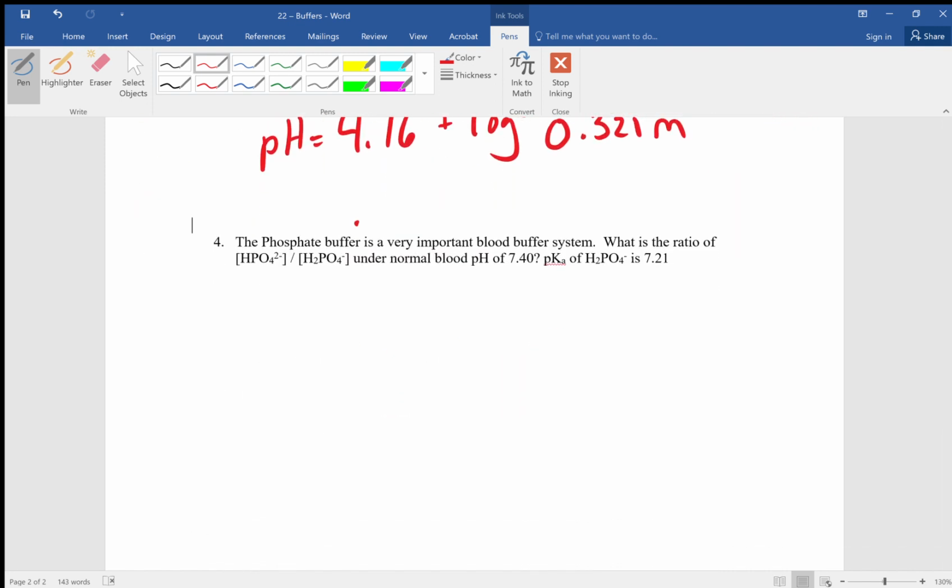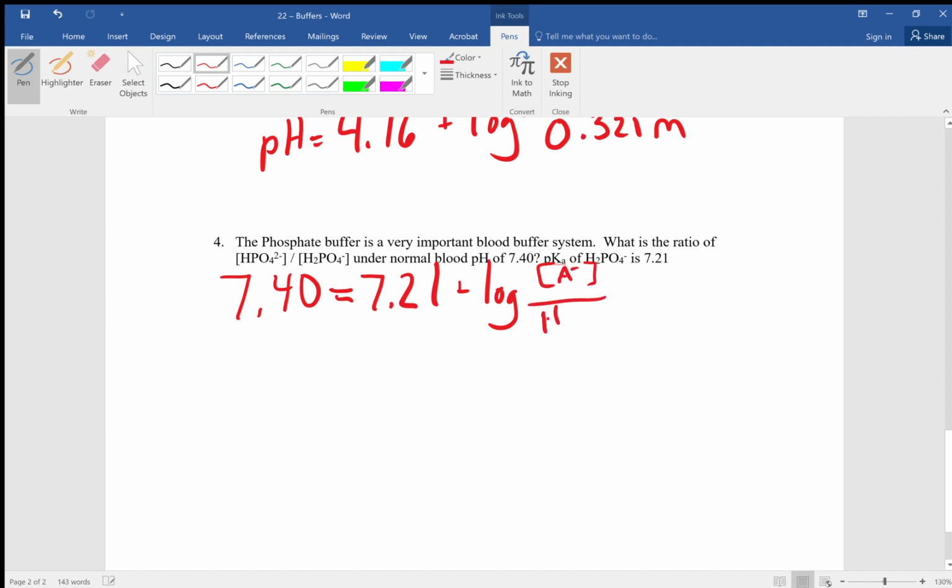Finally, in question 4, we are looking for what ratio of the phosphates we would need in order to make a buffer with a specific pH. So the pH that we're looking for is 7.40. The pKa is 7.21. And that's plus the log of A minus over HA.